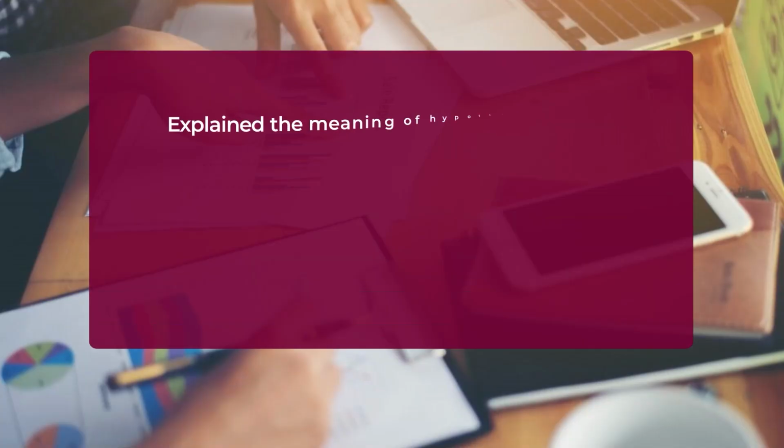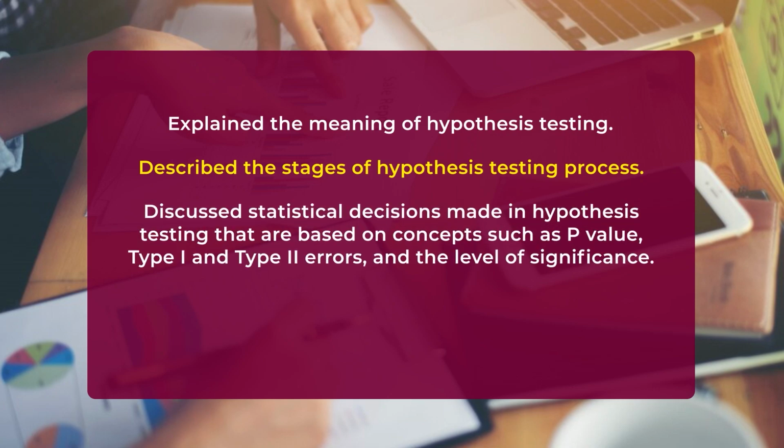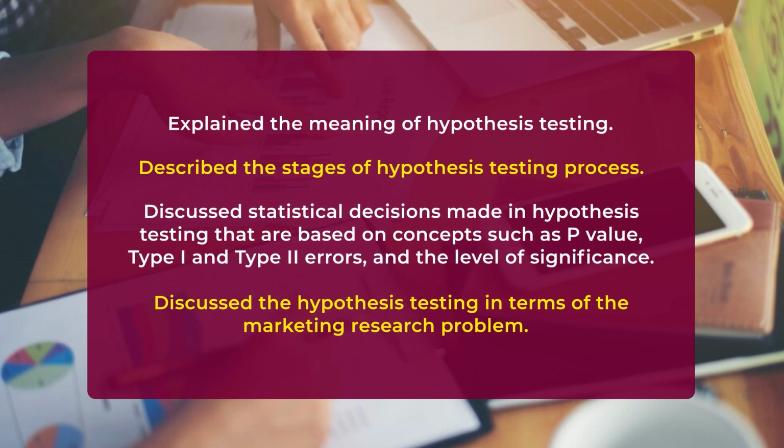So, with this, we conclude the session. In this session, we explained the meaning of hypothesis testing, described the stages of the hypothesis testing process, and discussed the statistical decisions made in hypothesis testing that are based on concepts such as p-value, type 1 and type 2 errors, and the level of significance. We also discussed hypothesis testing in terms of the marketing research problem. Now, let us check your progress by attempting the following questions.